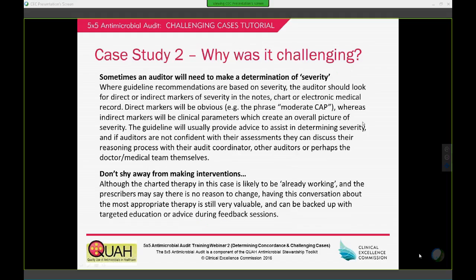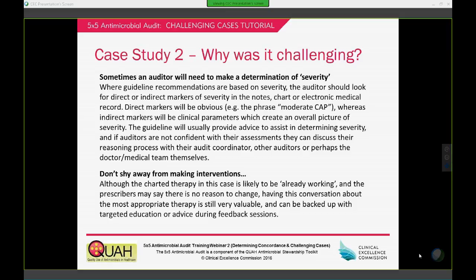So with regards to the challenging parts of case study 2, sometimes an auditor is going to have to make a determination of severity, and it's not always easy. Sometimes it is, and we've tried to provide some advice and support where we can, such as using the CAP cheat sheet. But the auditor should always be looking for direct or indirect markers of severity in the notes chart or electronic medical record. The direct markers are going to be obvious. Usually the prescriber might have written moderate CAP or severe CAP or the like, whereas indirect markers will be those clinical parameters that create that overall picture of severity.